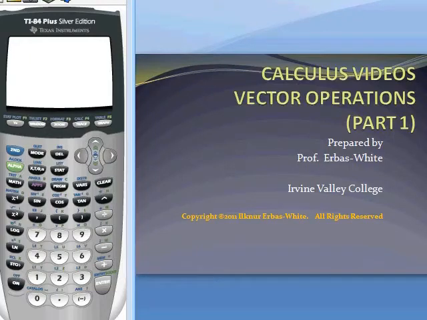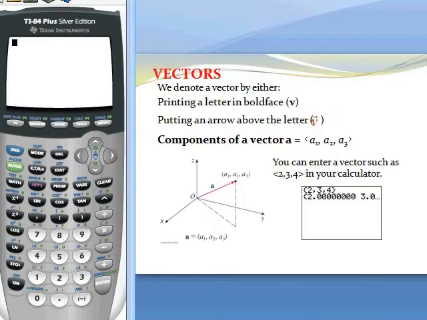Today we will talk about vector operations. So let's review some of the basics. Now, we will denote a vector by either a bold-faced letter or we'll put an arrow on top of the letter. And the components of a vector, for example, a three-dimensional vector, is going to have three numbers separated by commas. In some books you'll see parentheses as well.